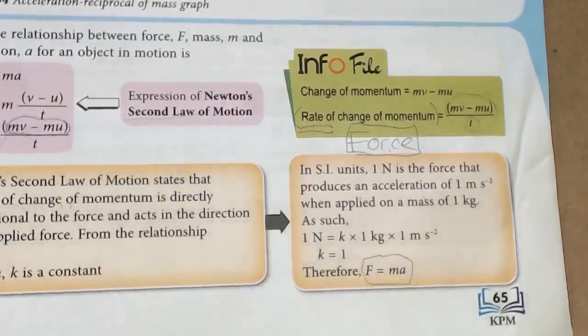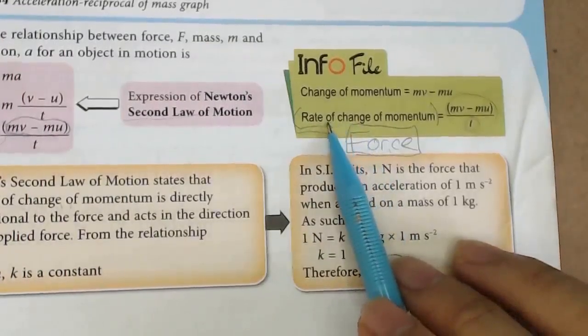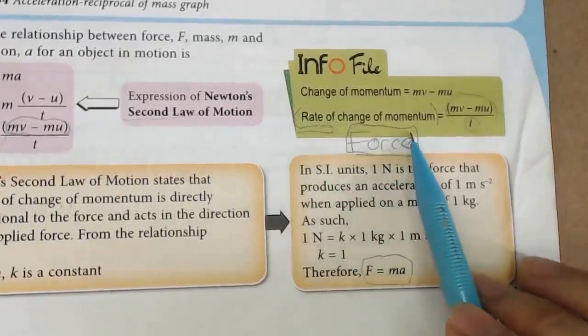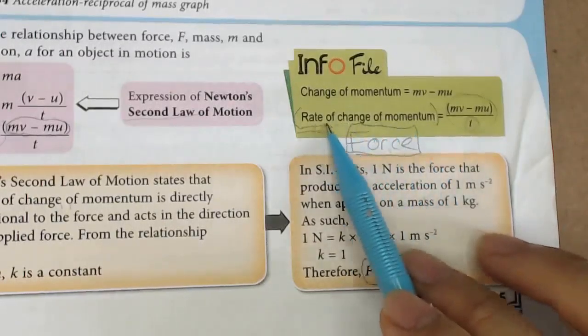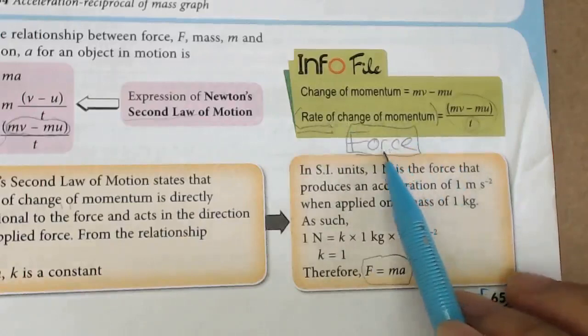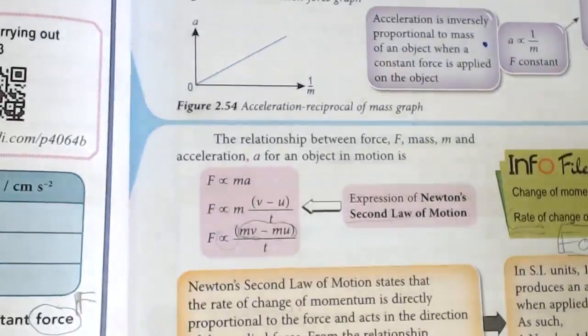Soon you'll find a question which asks you to find the rate of change of momentum. Do not get shocked. You know what this word means? It means they want you to find the force. They want you to find this F. You're going to write this formula and fill in the values of M and A and eventually find the value of F. Understand, kid?